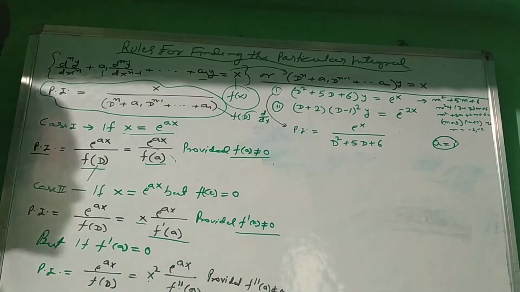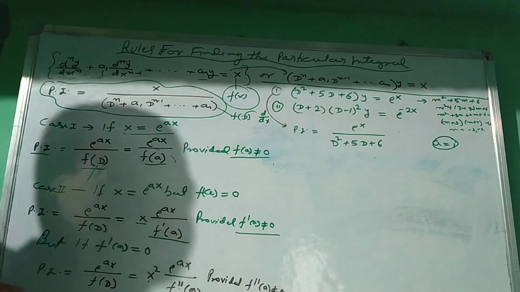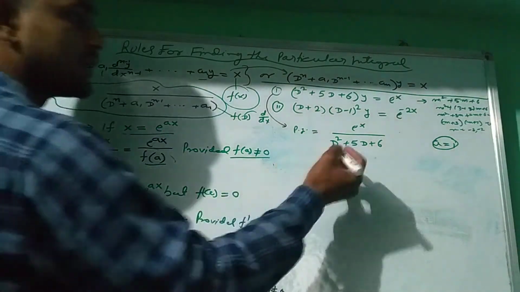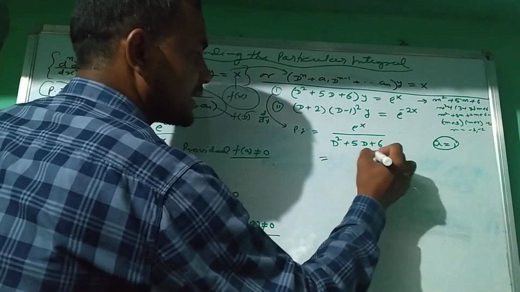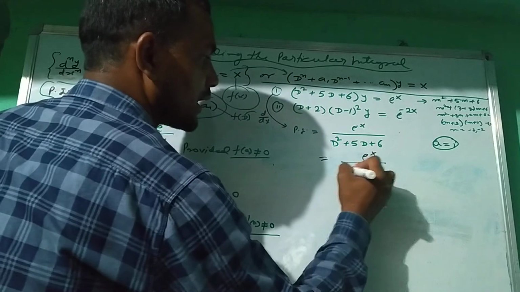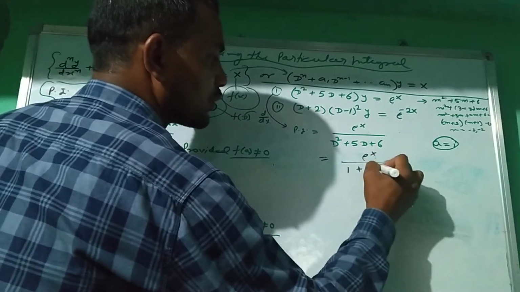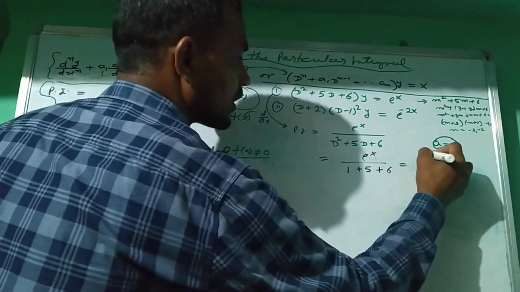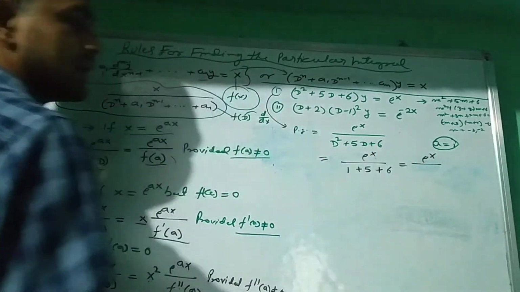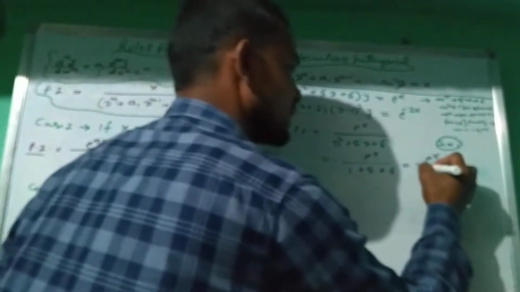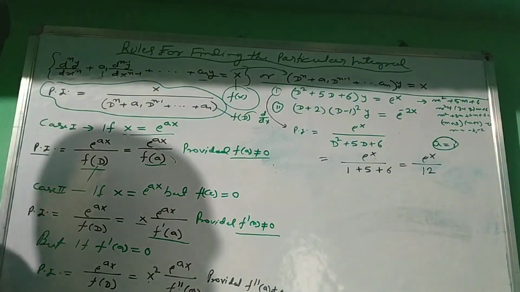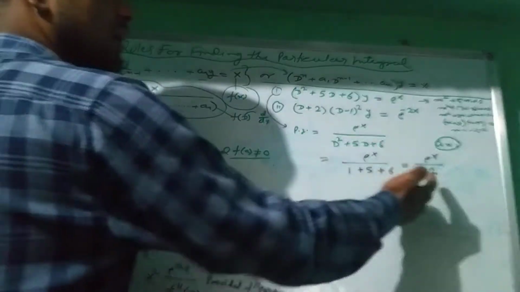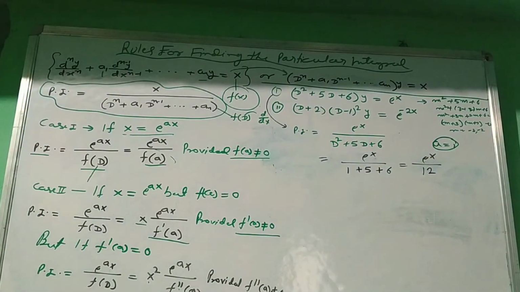Now first we put the value of a in the denominator part, and when you put the value of a in the denominator part, then e to the power x, and this is 1 plus 5 into 1 equal to 5 and 6, e to the power x upon 12. So the denominator part is not equal to 0. It means the particular integral of this is e to the power x upon 12.